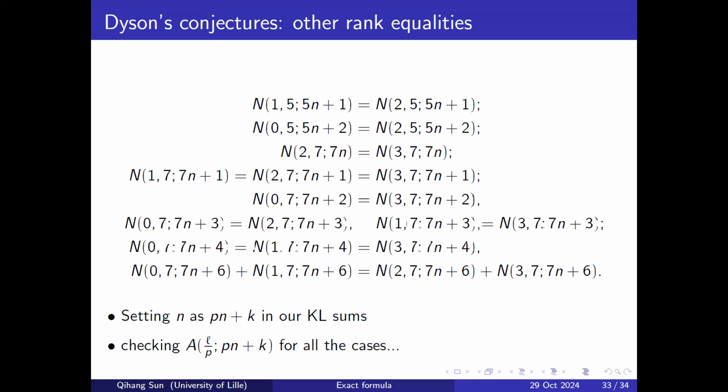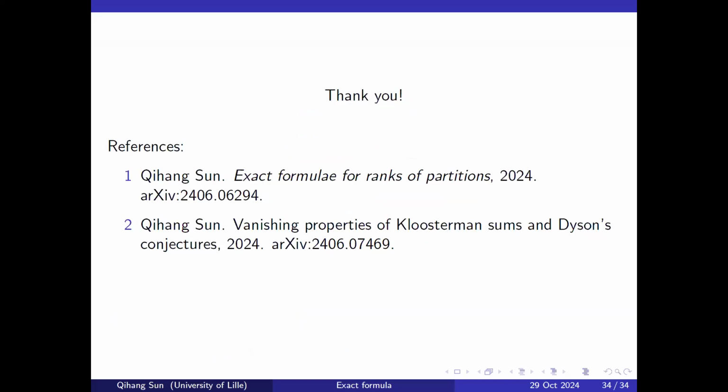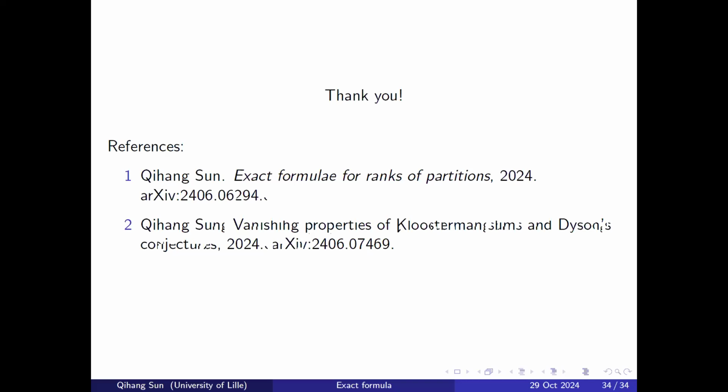Actually, I've included the proof in my paper. We can prove every case of Dyson's conjectures using my exact formula. And I think it's cool. Okay, thank you for listening. And these are actually divided into 2 papers. In one paper, I proved the exact formula. In the second paper, I show that those Kloosterman sums are equal to 0 in some weird way.